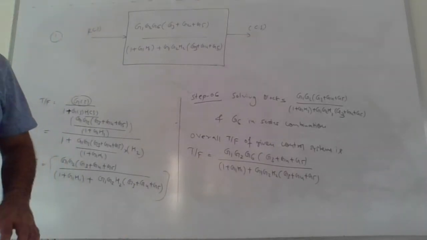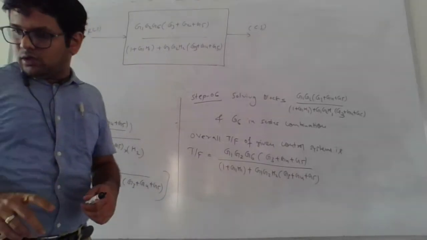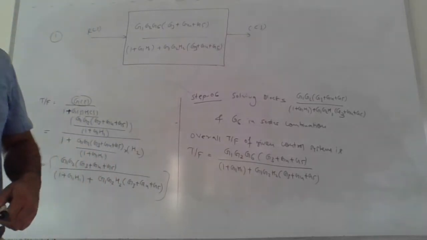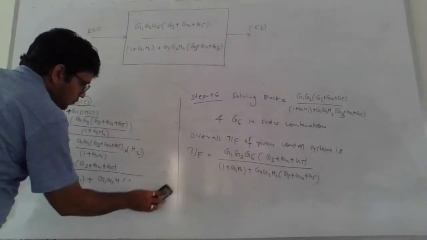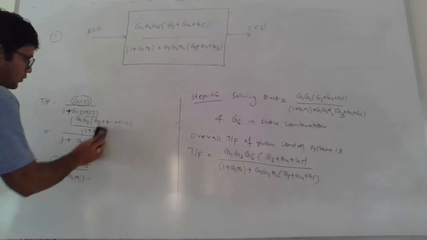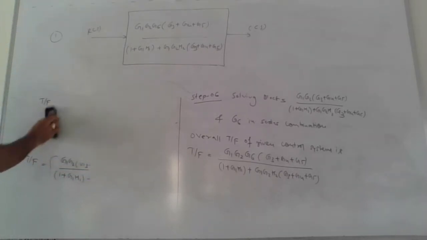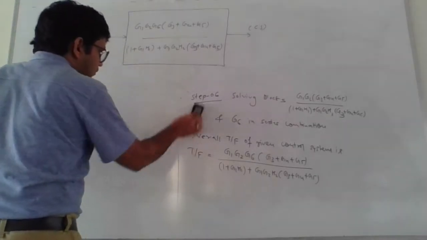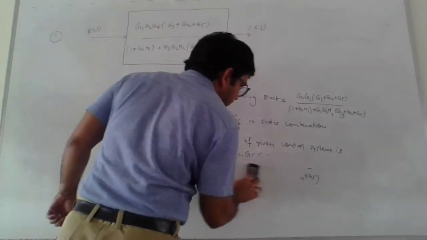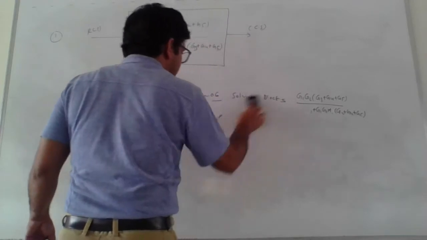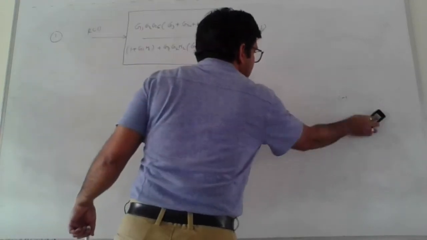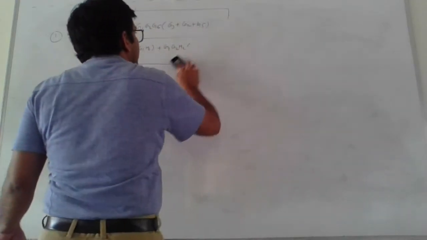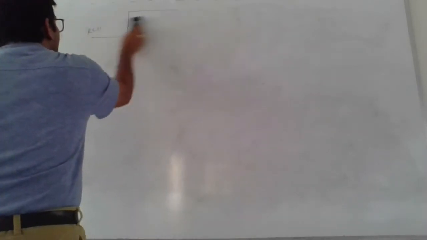Now let us try to solve one more numerical on BDRT, where again our objective is to obtain the overall transfer function of a given control system, and for that again we have a representation of a control system in the form of a block diagram. So let us try to solve the second numerical of today's lecture. So numerical number 2.